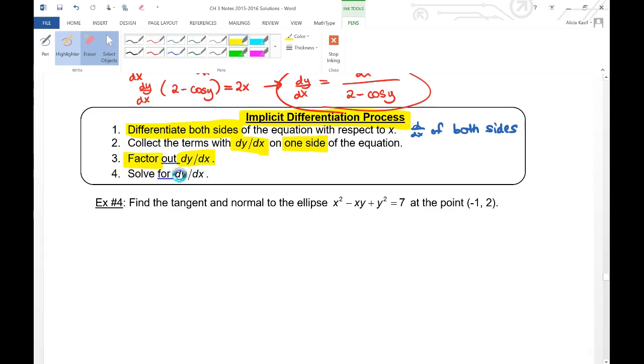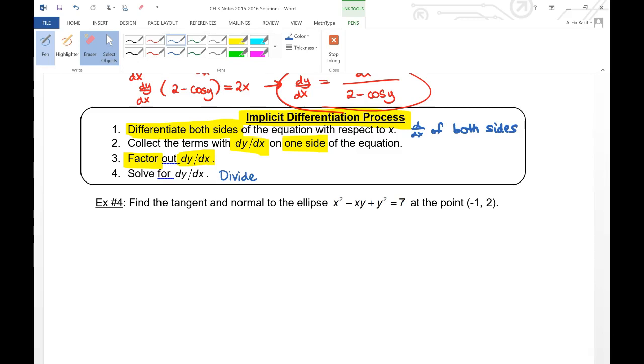So usually when it says solve, that usually means divide. You're going to divide by whatever you were able to factor out from the dy dx. That's what we did last time, right? We factored and then we divided.